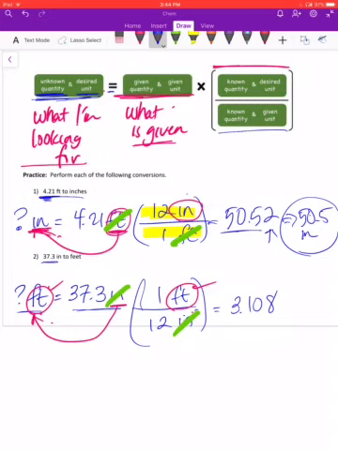Again, check for significant figures. This is 3. I keep those 3 spots. Look at that 8. So I do need to round that up. And we get 3.11 feet.